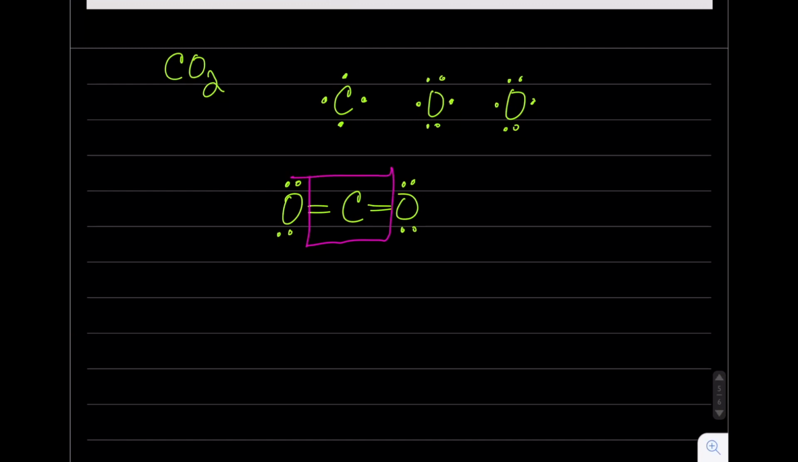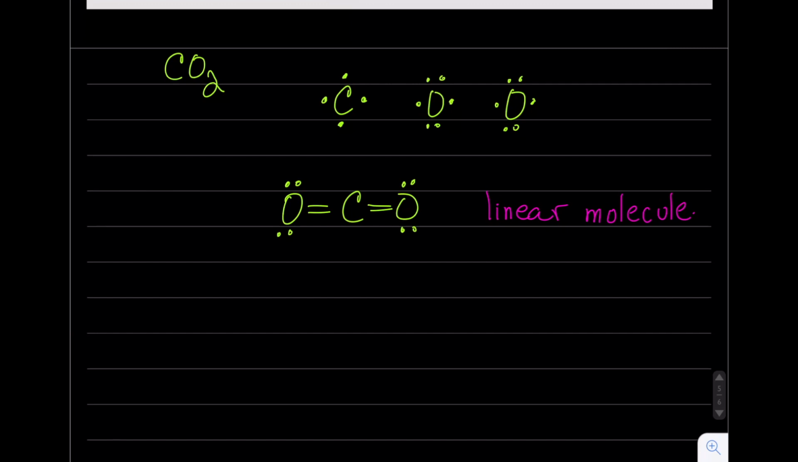And then for the shape, we look around the central atom. We see that there's 2 bonding regions, or 2 electron domains here and here. Both bonds, no lone pairs. So we end up with a linear molecule.